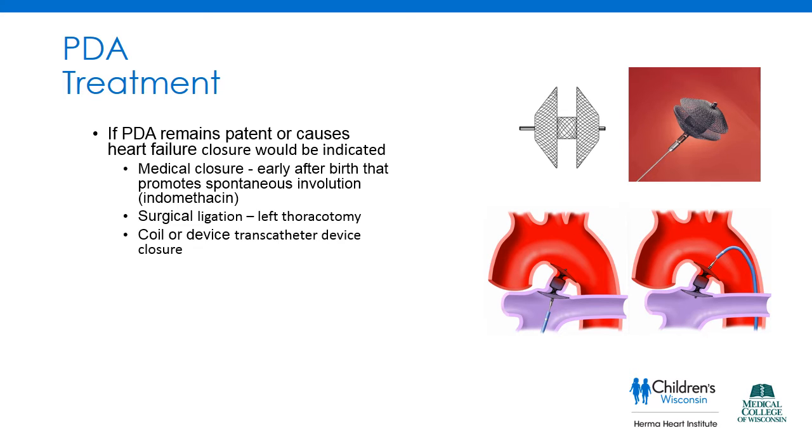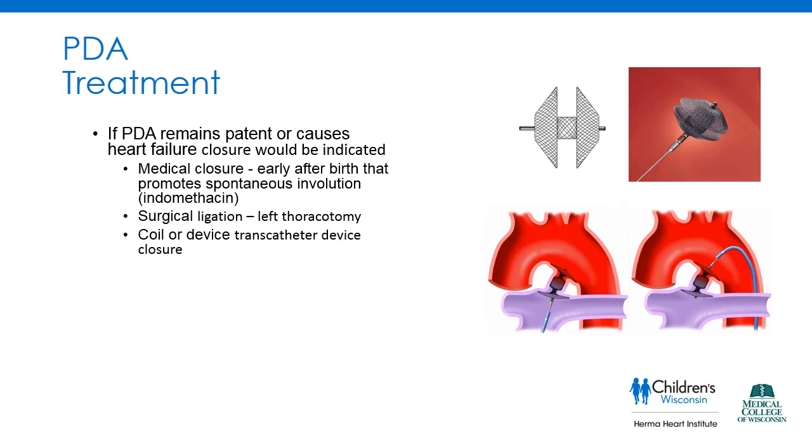So, as I said, if PDA remains patent or causes heart failure, closure would be indicated. Sometimes we can try medical closure with medications like indomethacin, and that can help promote closure. Otherwise, surgical ligation can be done via left thoracotomy, so kind of the left back that the surgeon will go in, so very minimal exposure. It's not an open heart through the sternum type surgery. But oftentimes, in most patients, and we're doing these at smaller and smaller size babies, we can do a coil or device closure.